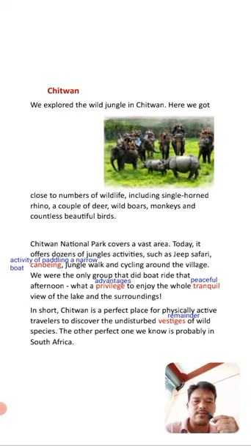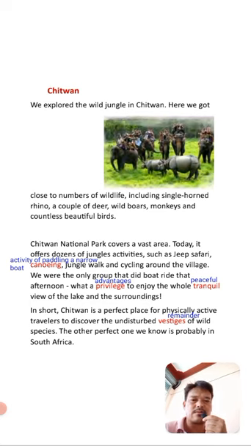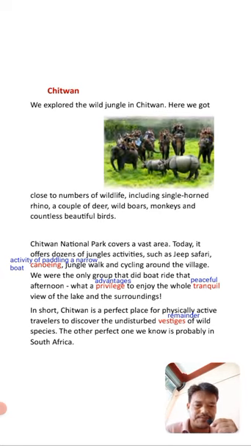So, students, there in Chitwan they had a very close view of wildlife animals like the single-horn rhino, a couple of deer, wild boars, monkeys, and countless beautiful birds. Besides animals, they had a close view of birds also, and they explored many birds there. Chitwan National Park covers a vast area. Students, this national park is spread over a wide area.